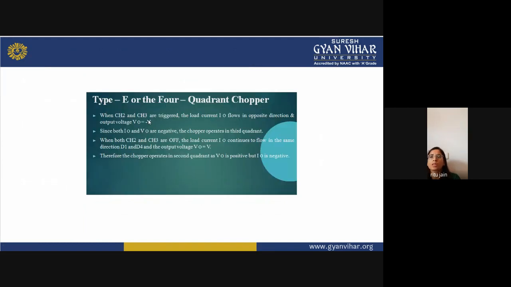So when CH2 and CH3 are turned on, the current I0 flows in the opposite direction, and the output voltage V0 is equal to minus V. Since both I0 and V0 are negative, the chopper operates in the third quadrant. When both CH2 and CH3 are off, the load current I0 continues to flow in the same direction through D1 and D4, and the output voltage V0 is equal to V. Therefore the chopper operates in the second quadrant, as V0 is positive but I0 is negative.